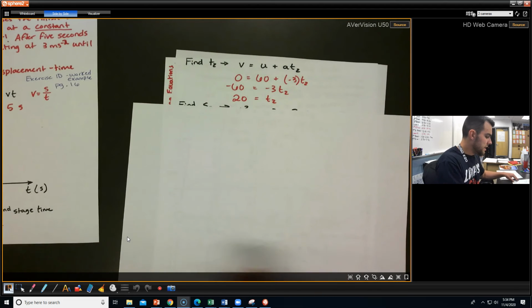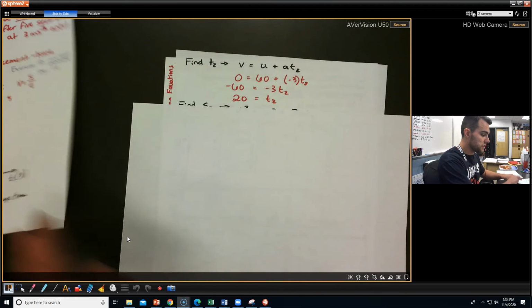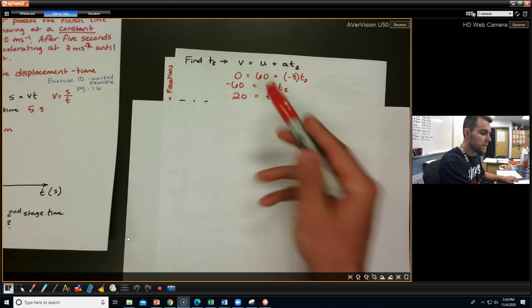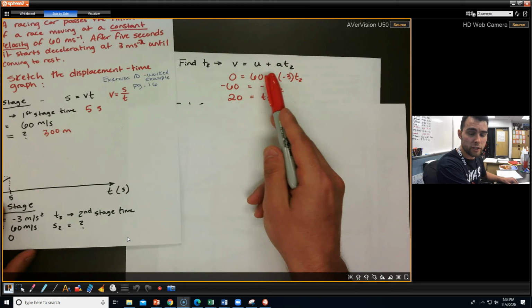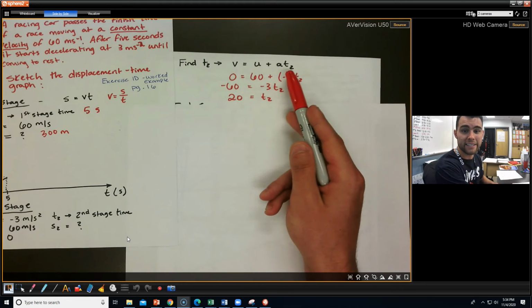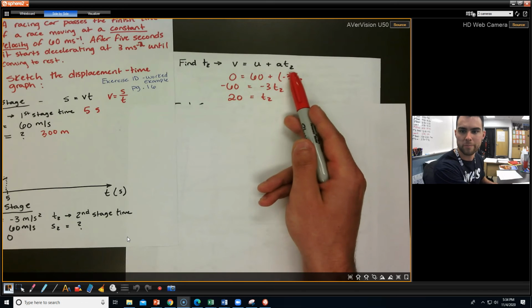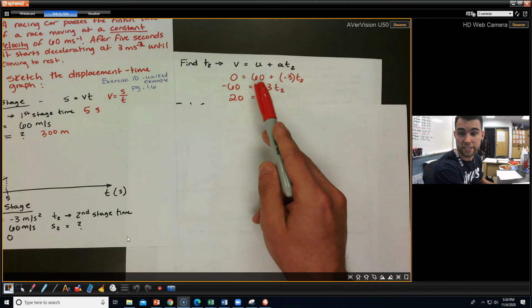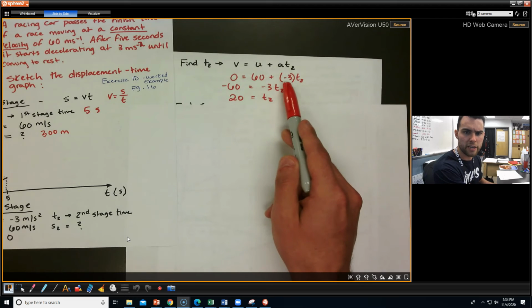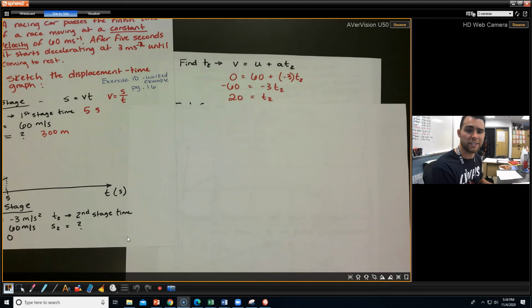If we want to find T2 and S2, this is what we can do. We can utilize our SUVAT equations. I used v equals u plus a t subscript 2. This is my time 2. I put 0 in for v, 60 for my initial velocity, and negative 3 for my a. I solve for t2 and find that it is 20 seconds.